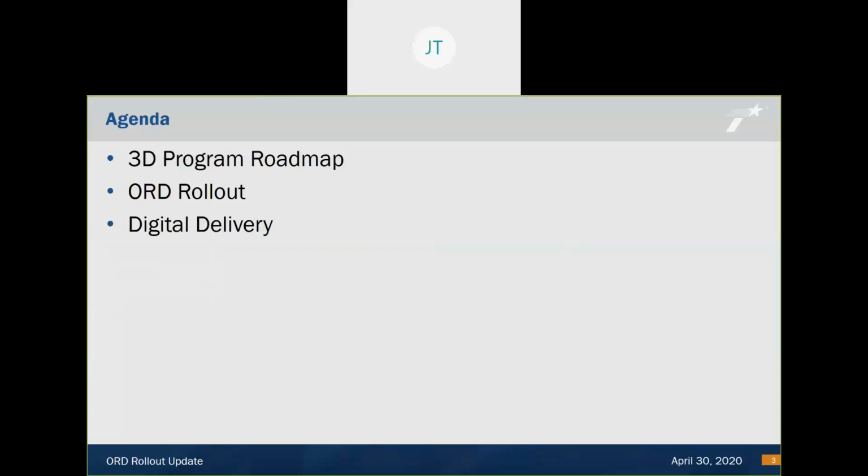Today we're going to review our 3D program roadmap to show what our long-term vision is with 3D design. I'm going to give an update on where we are with our Open Roads Designer, or ORD, rollout initiative, and finally, I'll introduce you to digital delivery.